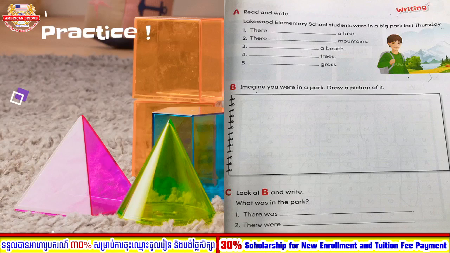And in B, you need to imagine that you were in the park and draw a picture of it. As you know already, when you go to the park, you always see a lot of things around there, right? So right now teacher wants you to draw that into exercise B and move to exercise C. You need to look at B and write. It means you need to look at exercise B that you drew already. After that, you need to make sentences with there was and there were. So now let me show you an example of the way that you need to do it.